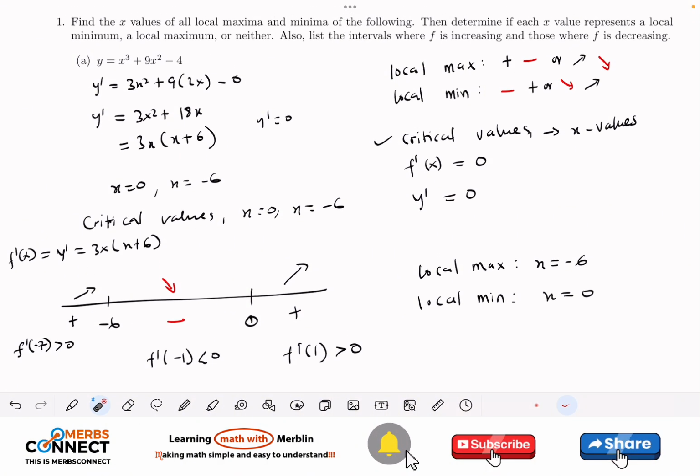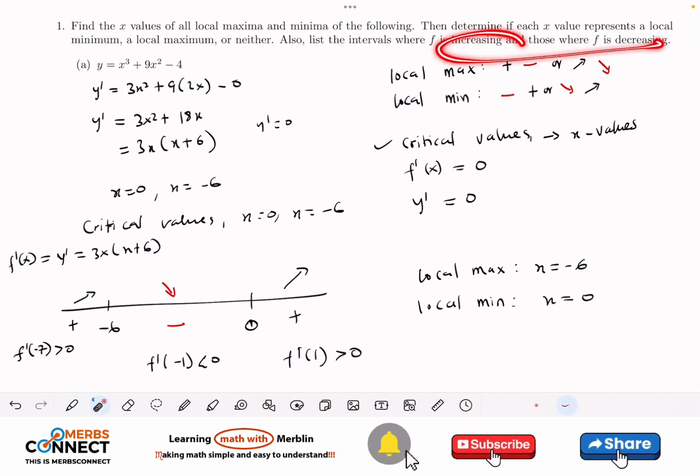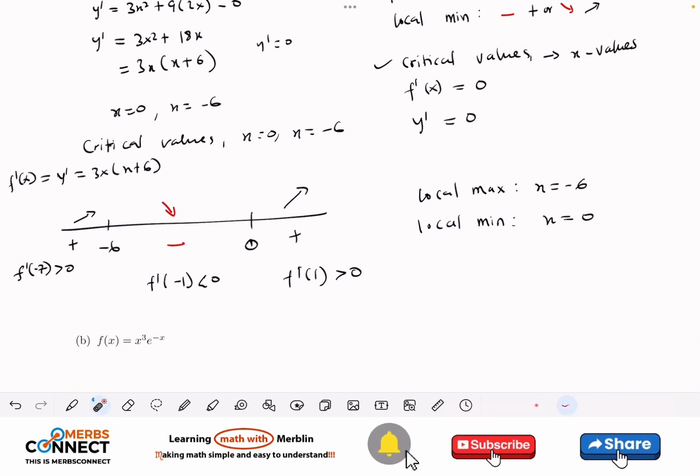What will be the increasing and decreasing intervals? That's the question also asking us from here. So with the increasing, we look at the part that is positive and moving up. There are two. You can see that we are moving up from -infinity up to -6. And then we jump from here to this side and move from 0 to what? Positive infinity. So for the increasing interval, we are going to have -infinity to -6 union from 0 to positive infinity.